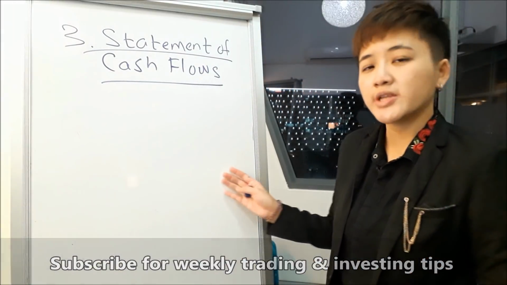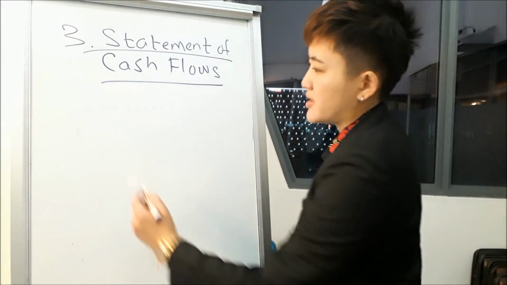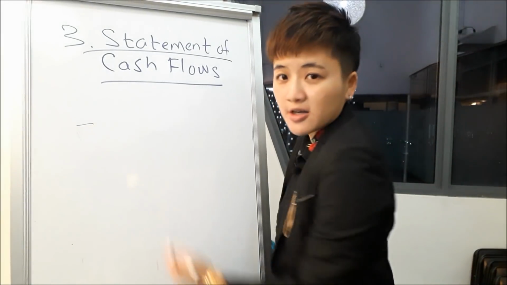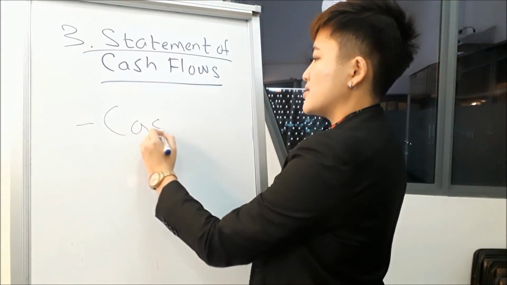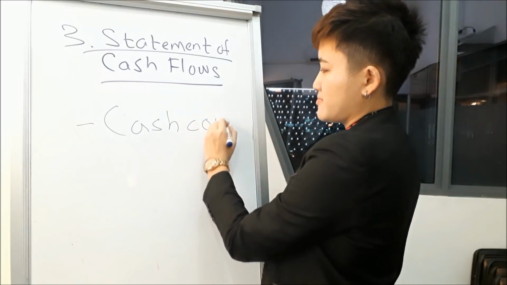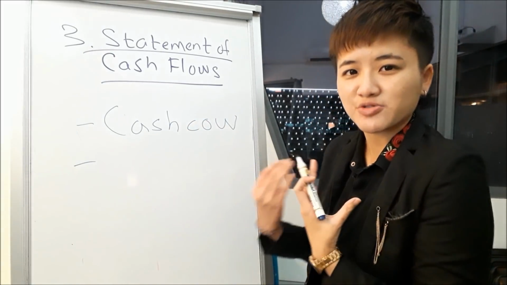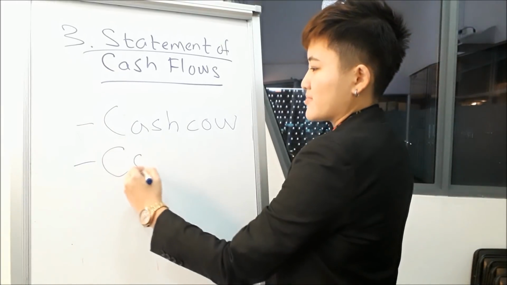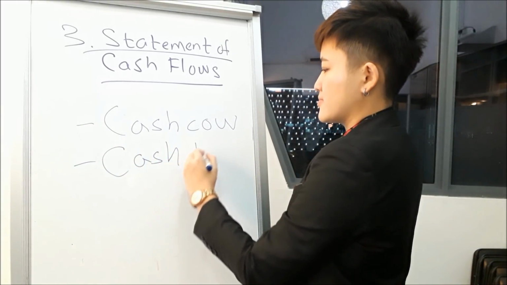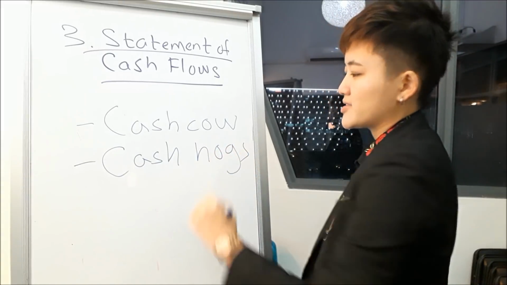So to put it in summary, what this tells you is it helps you differentiate: is the company a cash cow? Or is the company just keeping all the cash to themselves? Or are they cash hawks?